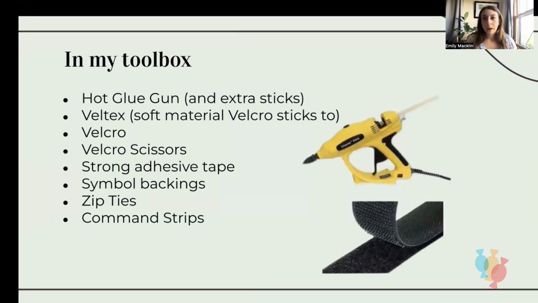Think about things in my toolbox. I'm just going to breeze through this just for the sake of time, but things that I always have around me are hot glue guns and a lot of glue sticks. Veltex is that material that Velcro sticks really nicely to. I've used it throughout the presentation. Velcro scissors. Pro tip, because regular scissors, when you cut Velcro, adhesive sticks to it, so I'd look for specific scissors that don't have adhesive make them sticky and ruin the scissor. Strong adhesive tape, symbol backings, which we'll talk about, zip ties, command strips, especially when thinking about in the home.